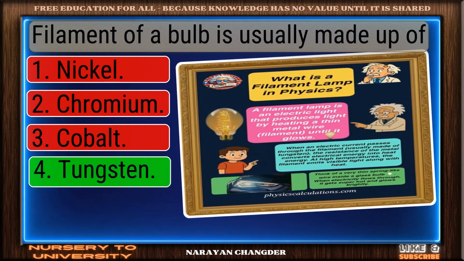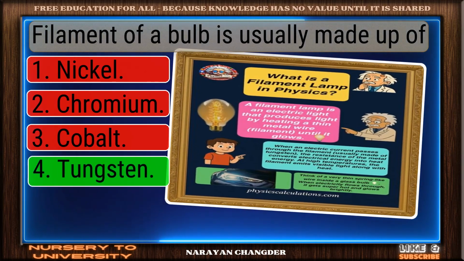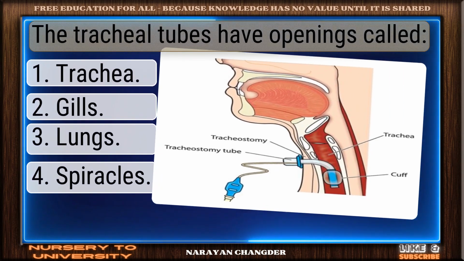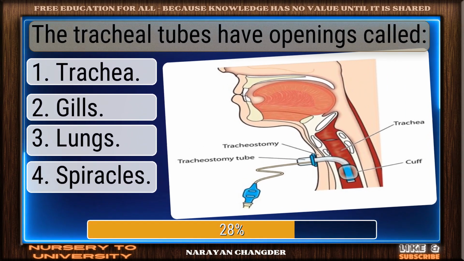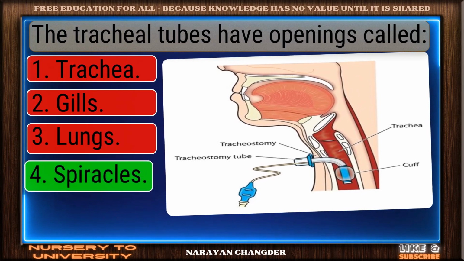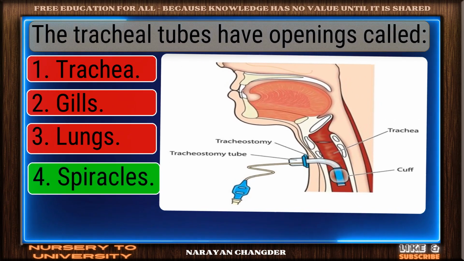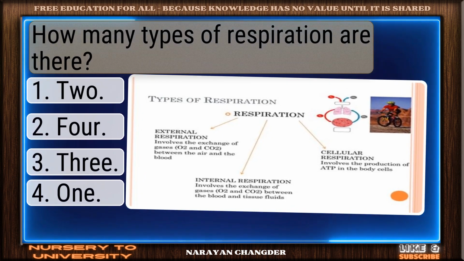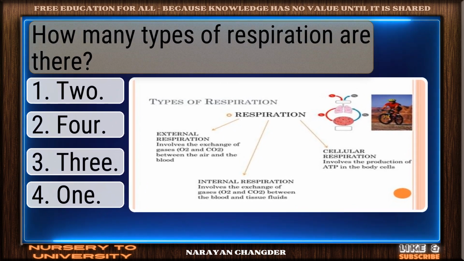Good job. Your answer, tungsten, works well here. Question number 119. The tracheal tubes have openings called? You got it. Your choice, spiracles, is right. Question number 120. How many types of respiration are there?